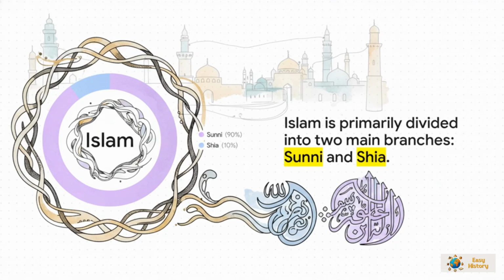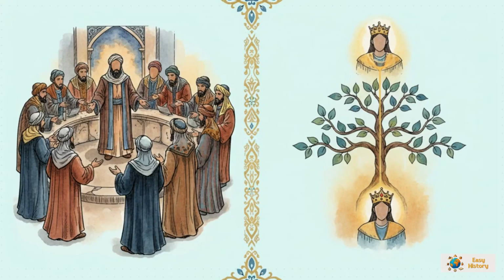Just like Christianity has its big branches, like Catholics and Protestants, Islam is primarily divided into 2 main groups. You've got the Sunnis, who make up about 90% of Muslims around the world, and then you have the Shias, who represent about 10%. The whole split, this massive historical schism, it all boils down to one single question. After the Prophet Muhammad's death, who should lead the faith?